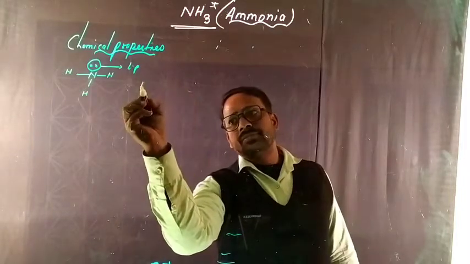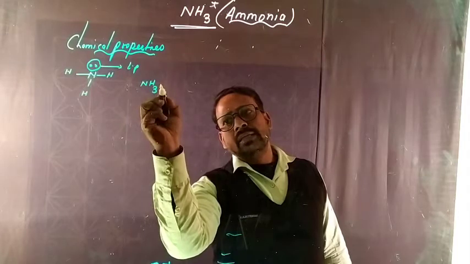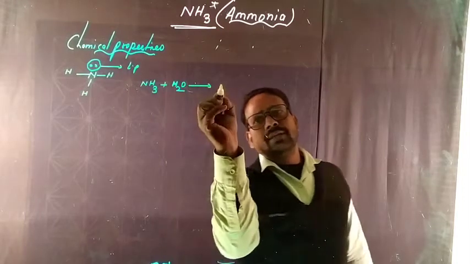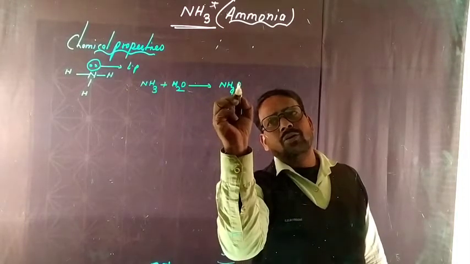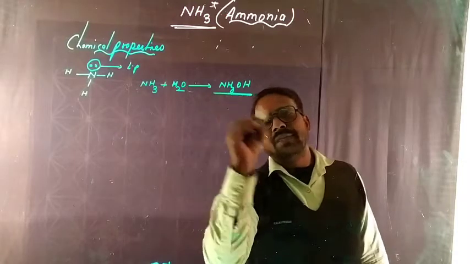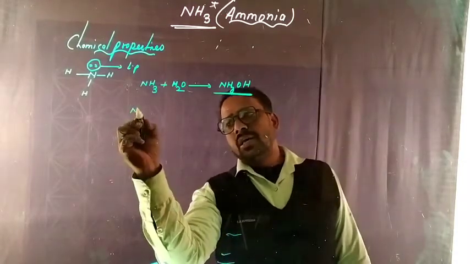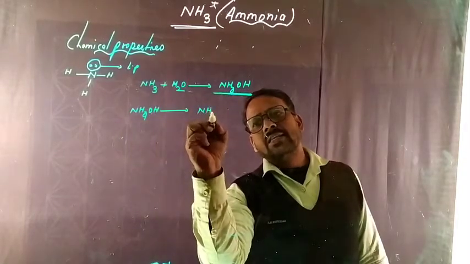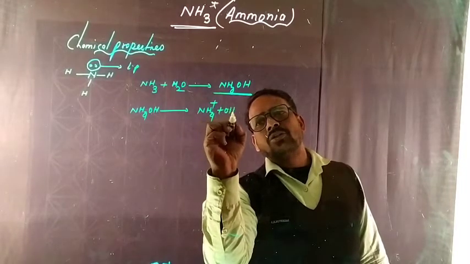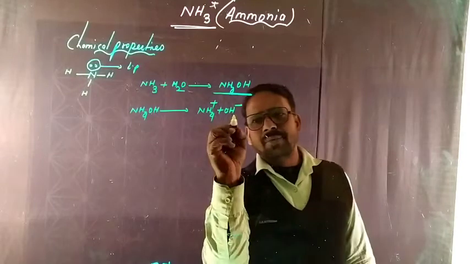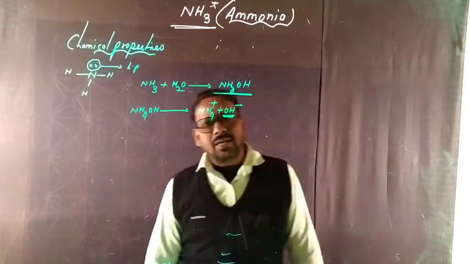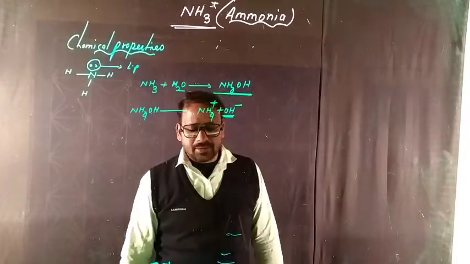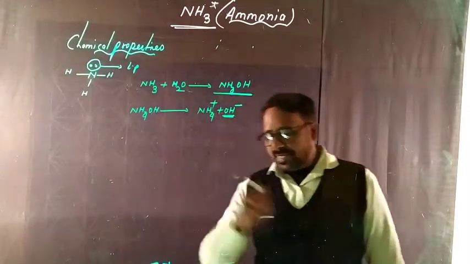Once you dissolve it in water, you will get ammonium hydroxide. And then it will behave as a base, because ammonium hydroxide on dissociation will give NH4 plus and hydroxide ion. And we know that bases are those substances which give hydroxide ion on dissociation, and this way they can show the basic character. So first we'll talk about the basic nature.